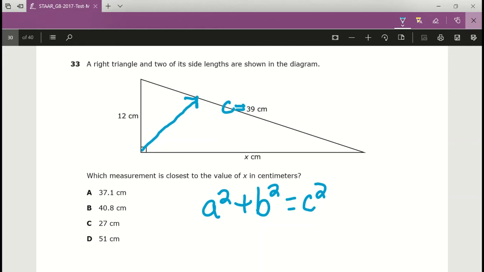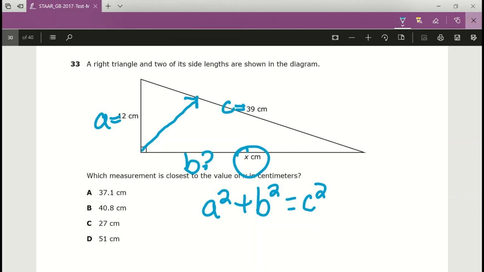From here, we can pick either one of these to be A or B. Remember, A and B are our legs, and we're trying to solve for one of the legs. We don't know one of our legs, so I'm going to call this one B. So let's fill in a formula down here with stuff that we do know.